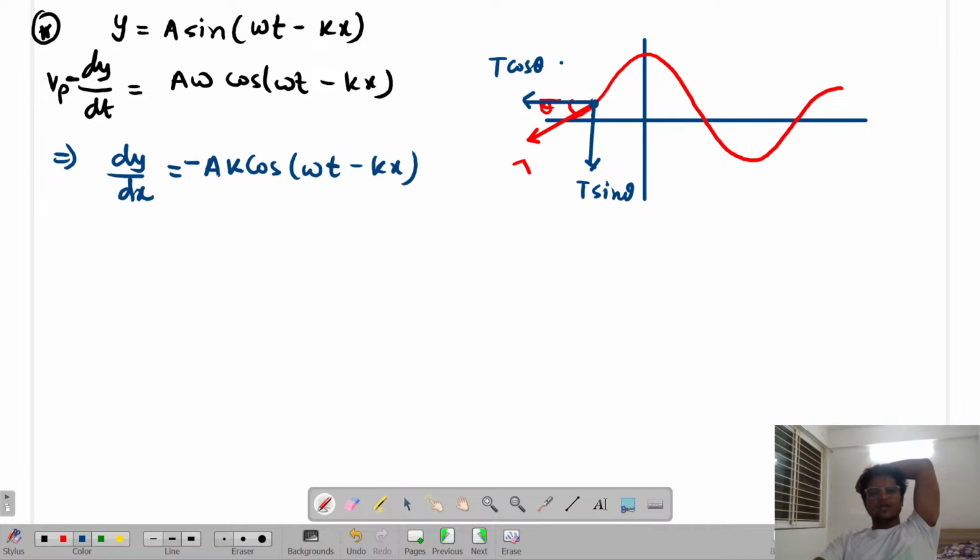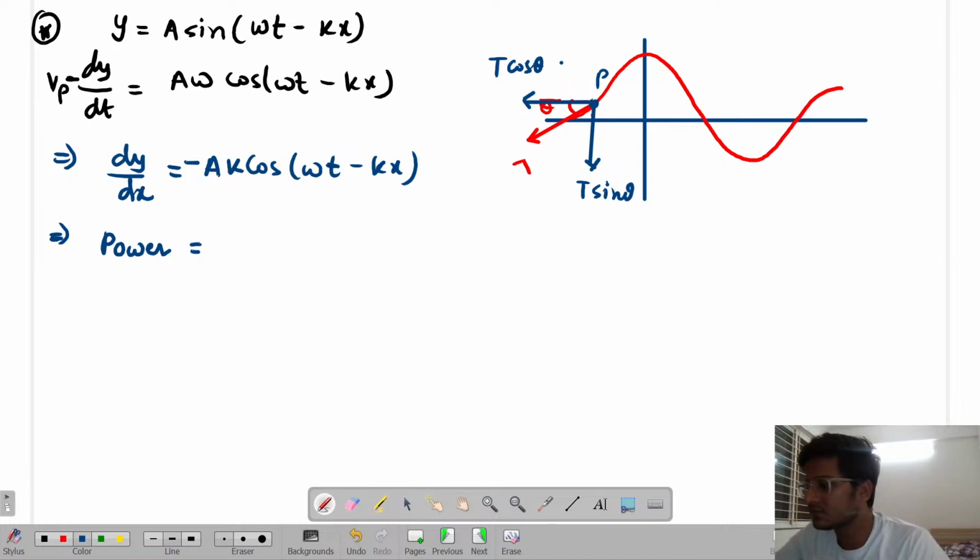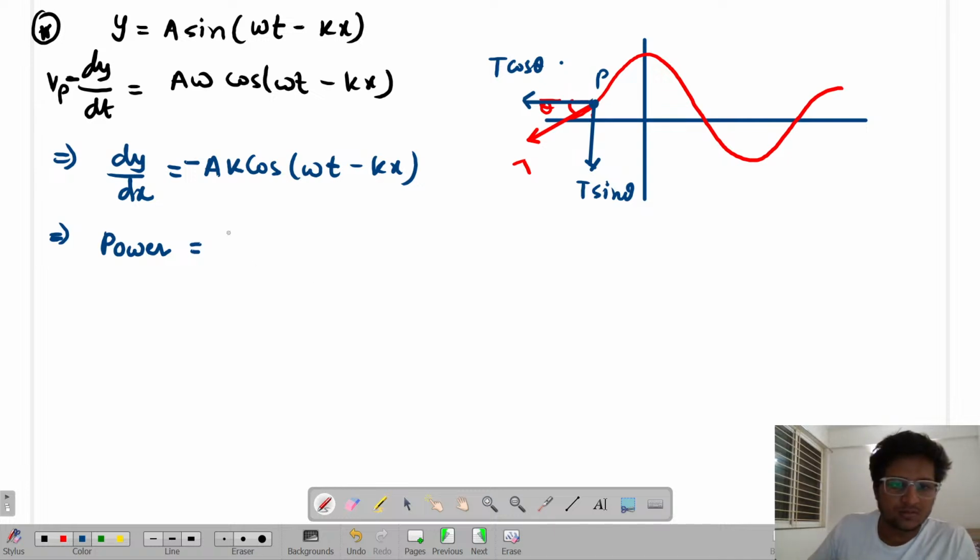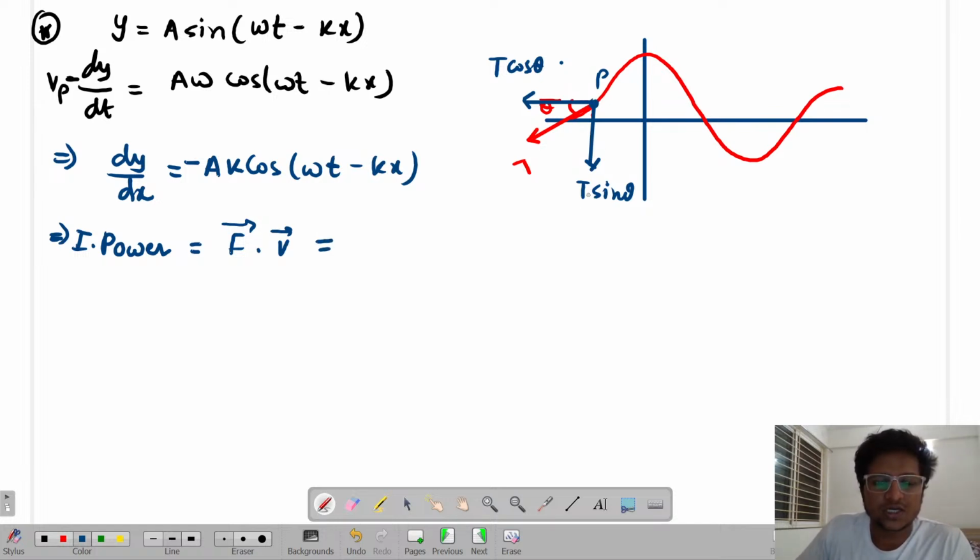So if I want to define power over here, what I want to define? Power. So you know that power is equal to force dot velocity vector or not? Instantaneous power is what? F vector dot velocity vector. So which tension is actually trying to pull it downwards? T sin theta. Force dot velocity, that is Fv cos theta. Are you able to get me or not?